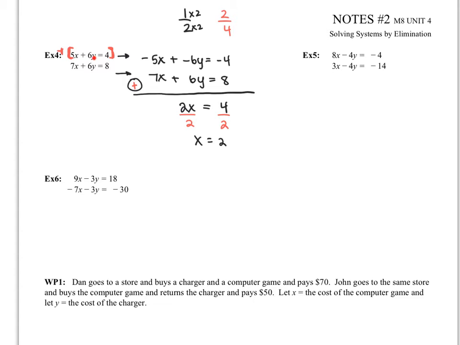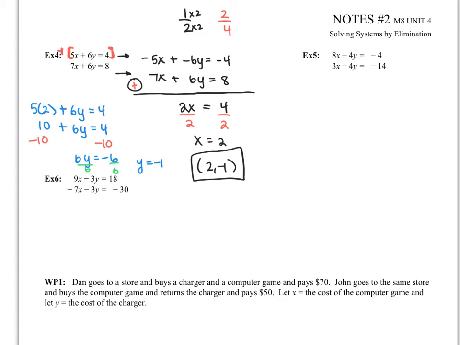Now to find the missing y coordinate, I would probably go back to maybe this equation that's all positive and change x to what I now know it to be, which is 2. So that means I would do 5 times 2 plus 6y equals 4. 5 times 2 is 10, plus 6y equals 4. I would then subtract 10 from both sides of my equation to get 6y equals negative 6, and then divide both sides by 6 to get y equals negative 1. And this means that my point of intersection would be 2, negative 1.